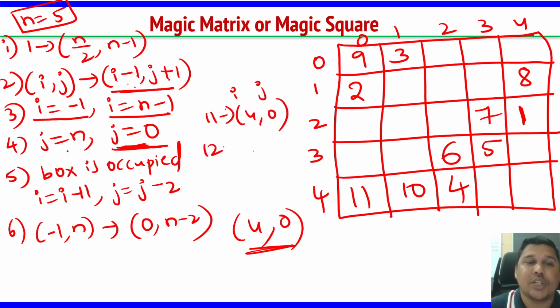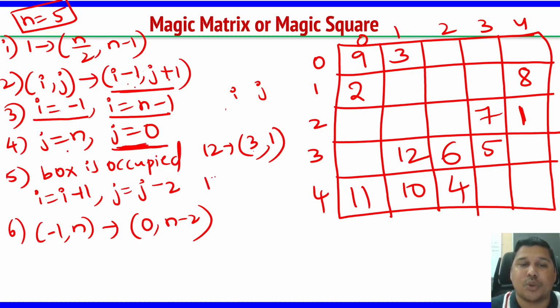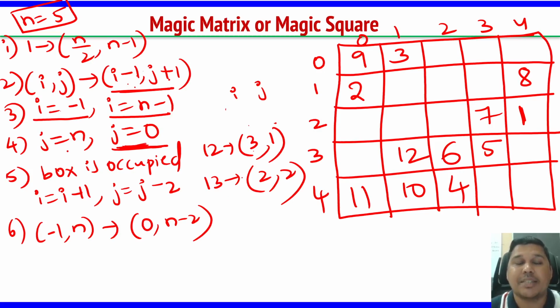Where should we fill our 12? To fill 12, what is the rule here again? i minus 1, that is 4 minus 1, 3, j plus 1, that is 1. So fill the 12 at 3 and 1. This location is empty, put 12 there. Next, if 12 is at 3 comma 1, where should I place 13? Again, go back to rule number 2. If they are at i, j, place it at i minus 1, that is 3 minus 1, 2, comma j plus 1, that is 1 plus 1, 2. Okay, so place 13 at location 2 comma 2. So this is empty, I am putting 13 here.